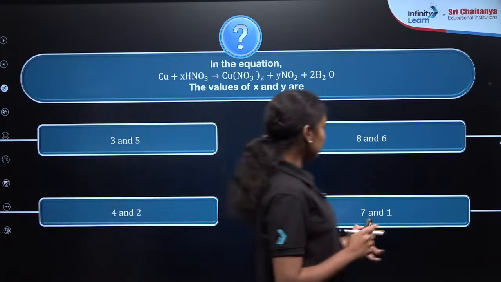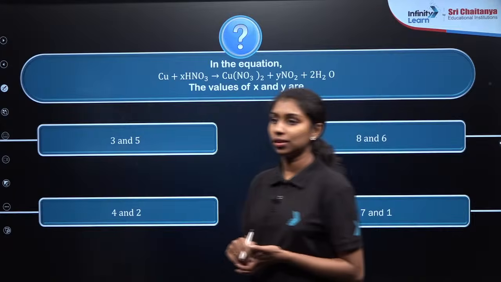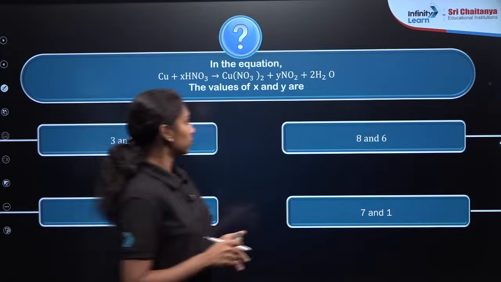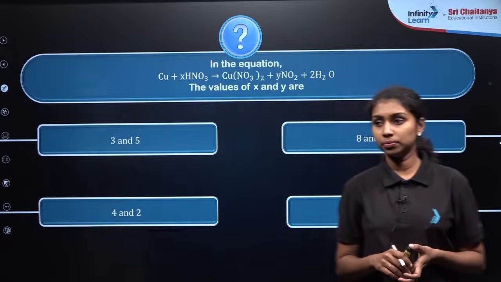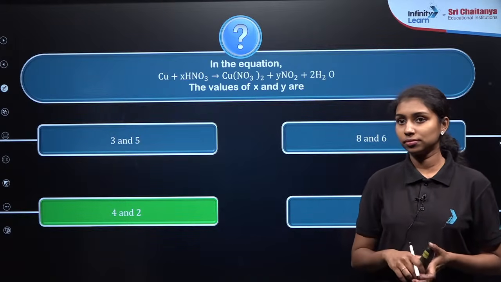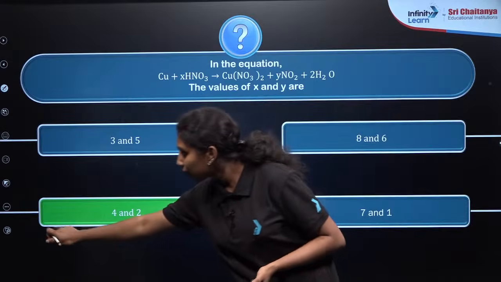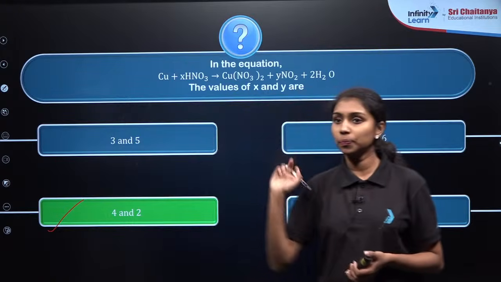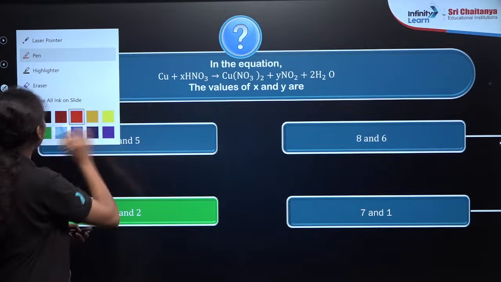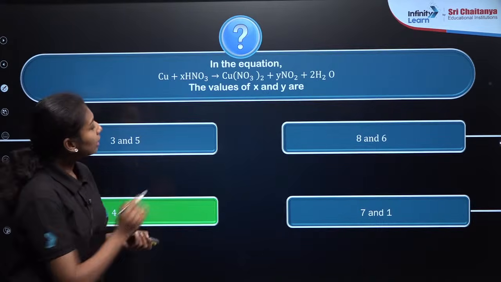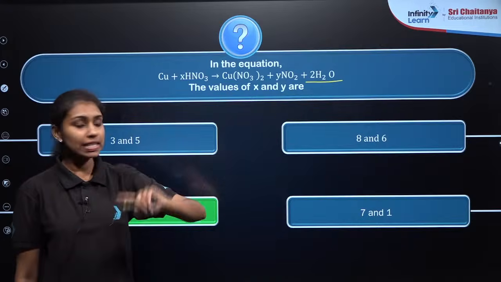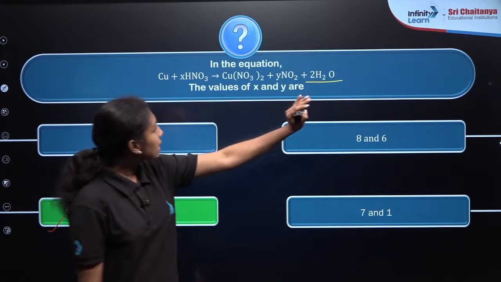Okay, option C, right? 4 and 2. Okay, is there any other answers? So option C is the correct answer, 4 and 2. How we can solve this problem? So we need to balance the atoms one by one, right? So here it is already given, hydrogen and oxygen are already balanced here, right? 2 into 2, 4 hydrogen is balanced in the case of right hand side or the product side.